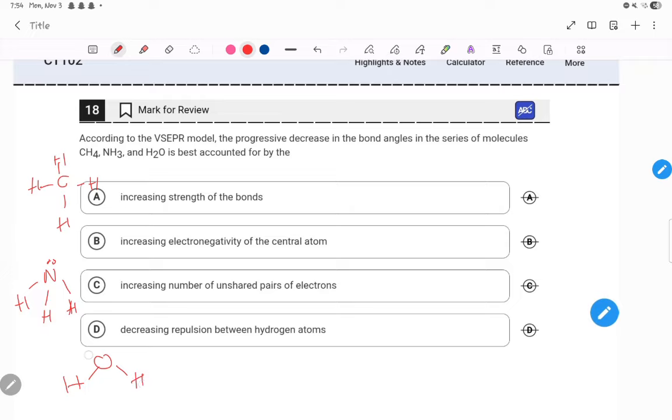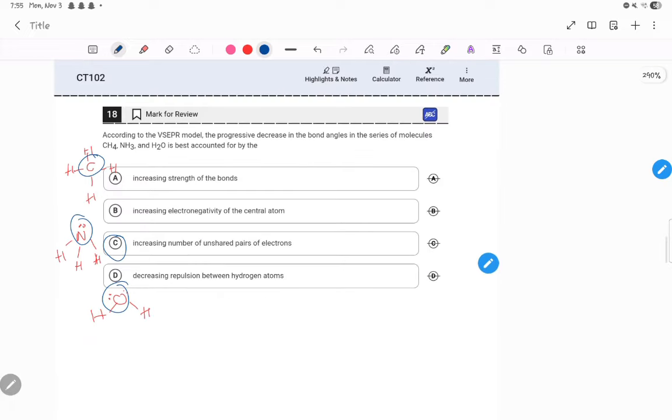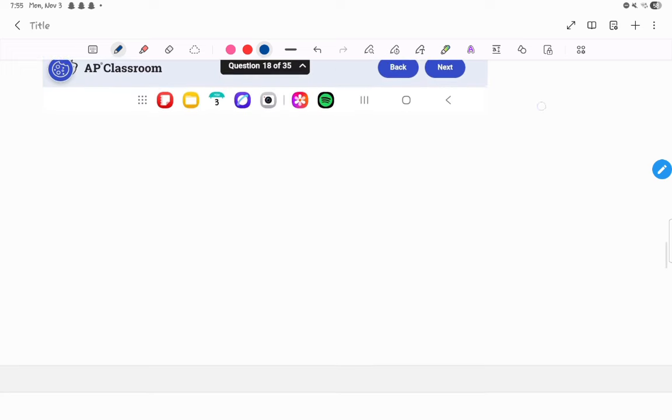Now what do you notice? Here we have no lone pairs, here we have one lone pair, here we have two lone pairs. So it's the increasing number of shared pairs of electrons. This is what's causing the decrease in the bond angle, because the lone pair will push away the bonds more than the bonds push the bonds, okay? So we move on to question number 19.